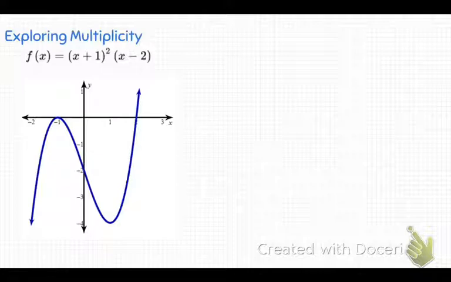F of x equals x plus 1 quantity squared times x minus 2. Okay, so this x plus 1 quantity squared, how does that correspond to my graph? Where can I find that? What do you mean -1, Danielle? Yeah, because you're telling me that this is a root at x equals -1? Okay, do we agree with her? Okay, now what about that x minus 2?